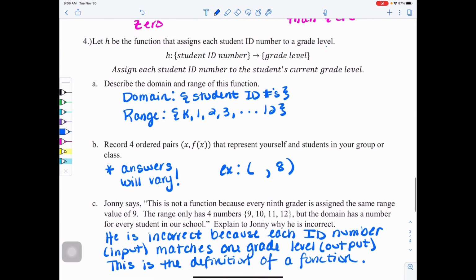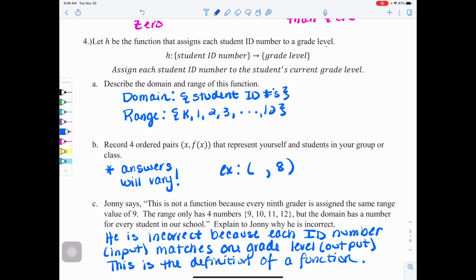For number 4, let h be the function that assigns each student ID to a grade level. So the student ID number goes to a grade level. Assign each student ID number to the student's correct grade level. So describe the domain and range. The domain is the input. It's the student ID numbers. The range is the output, which is the grade level, all the way from kindergarten to 12. So I use an ellipsis to show you the continuation of the pattern. So I didn't have to write all of them in between, but if you listed them all out, that's fine.